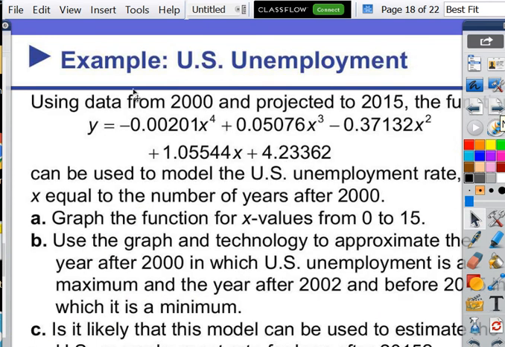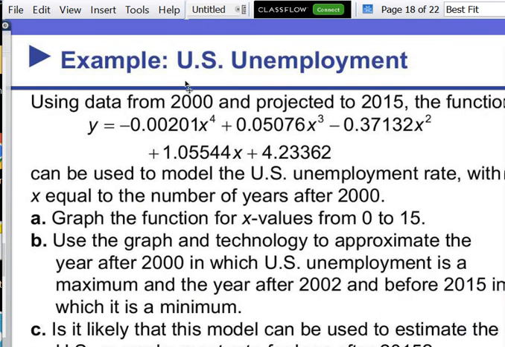Alright, now for the application problem. This is the data from 2000 projected into 2015 for the U.S. unemployment rate, with x equal to the number of years after 2000. Good thing they didn't include 2020 because that has drastically changed this year.